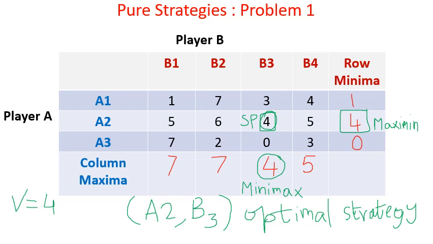So the saddle point exists, hence the game is a pure strategy problem, and there are two strategies which are optimal here. For player A, the optimal strategy is A2. For player B, the optimal strategy is B3, and the value of the game is 4, that particular payoff value at that particular point.